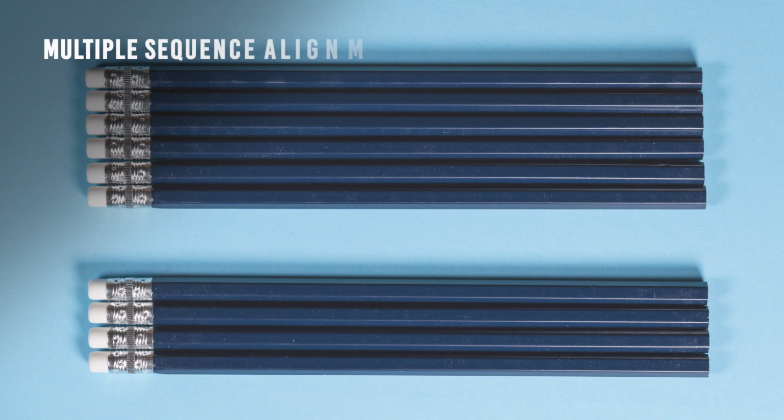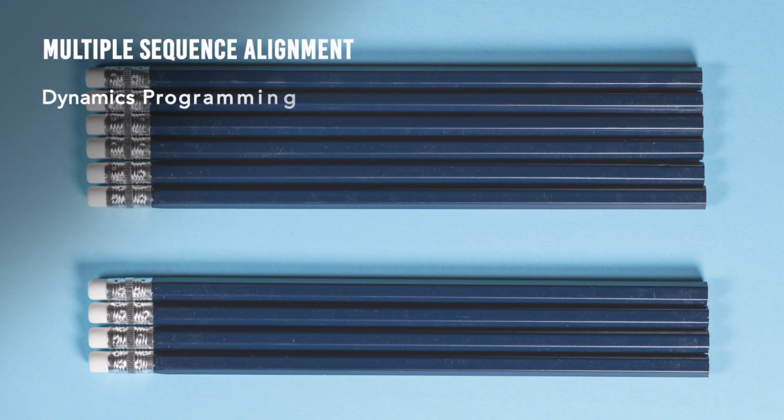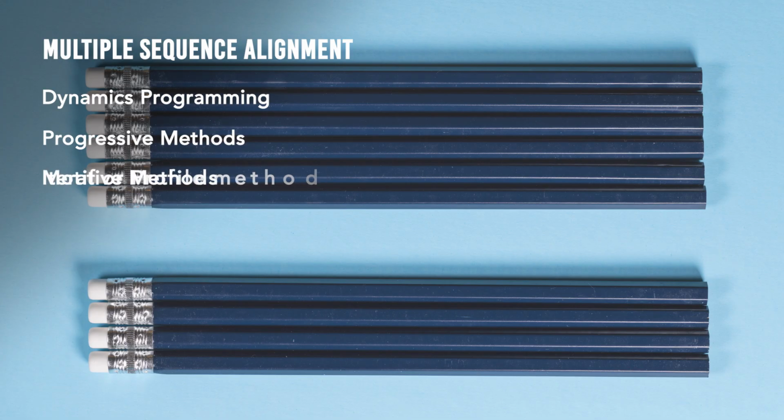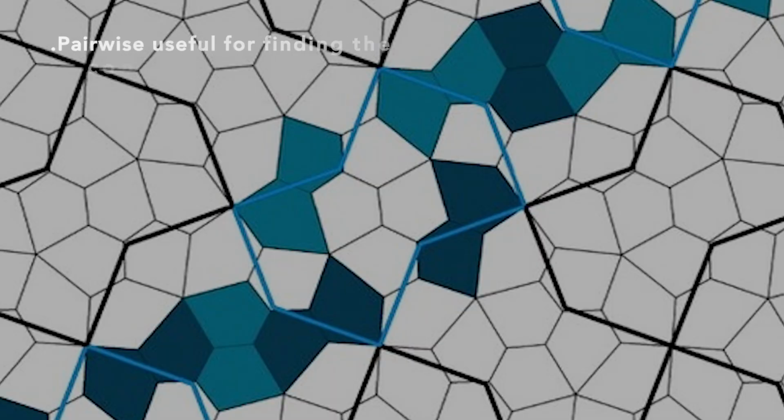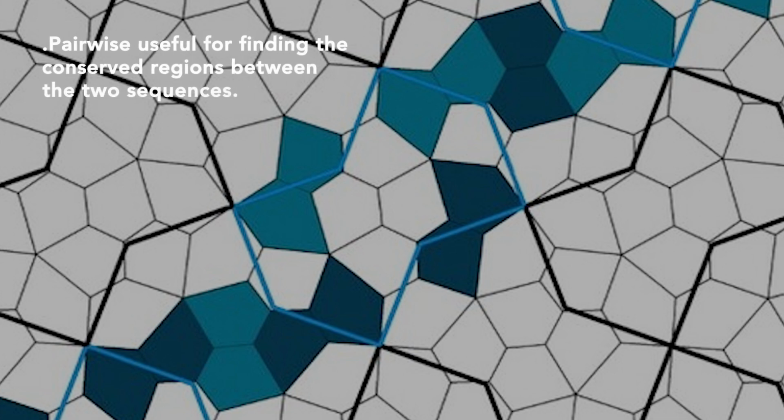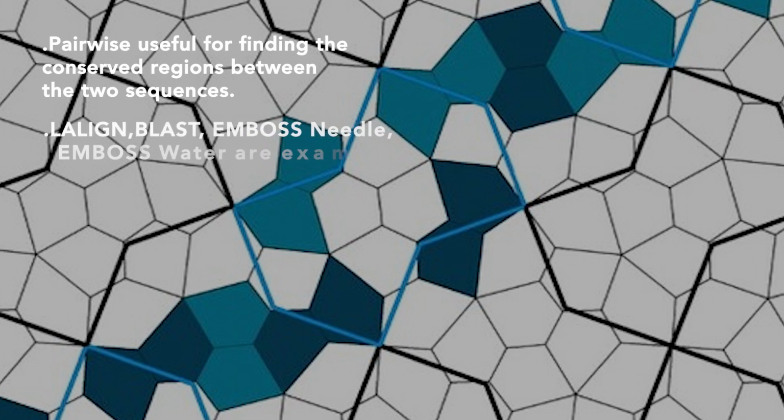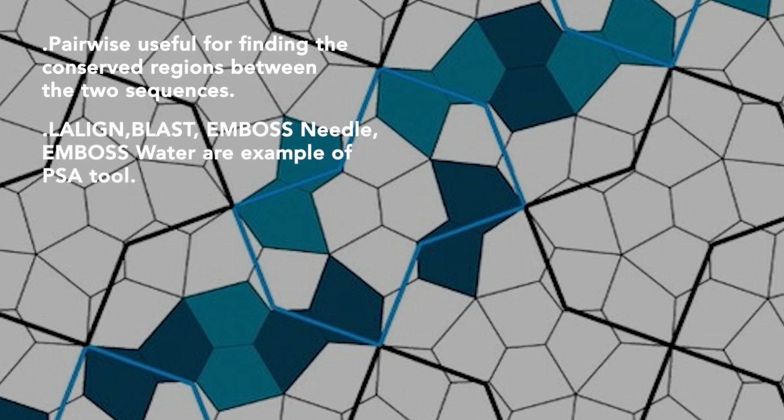So, the multiple sequence alignment methods include dynamic programming, progressive methods, iterative methods, and motif or profile methods. What are the uses of pairwise and multiple sequence alignments? Pairwise alignment is useful for finding the conserved regions between two sequences. LALIGN, BLAST, EMBOSS Needle, and EMBOSS Water are examples of pairwise sequence alignment tools.